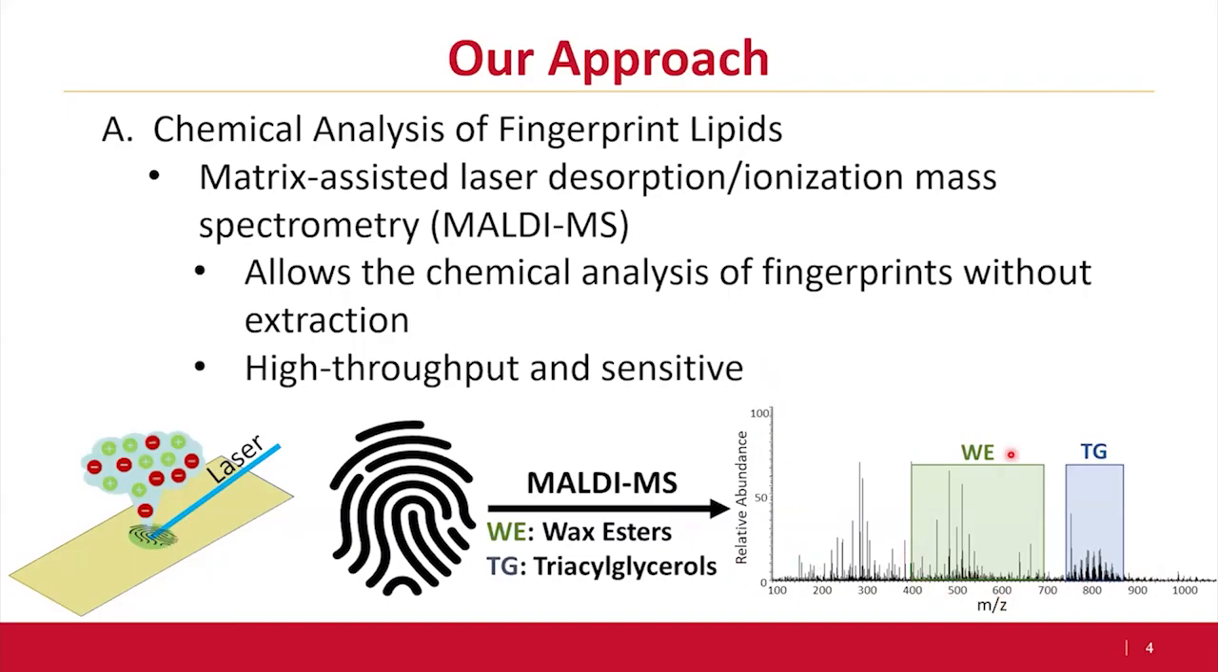And the region in green represents our wax esters, or WEs, as we're going to be calling that. And then we also have our triacylglycerols, or TGs, in the blue region.